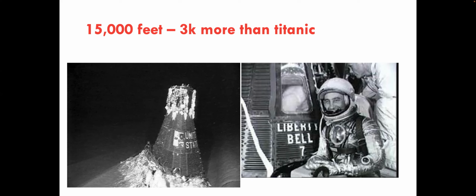So he was the second launch. He was the Liberty Bell. All of the Mercury missions were named 7, because it was in solidarity with each other. There were 6 of them total. And so he was Liberty Bell 7.